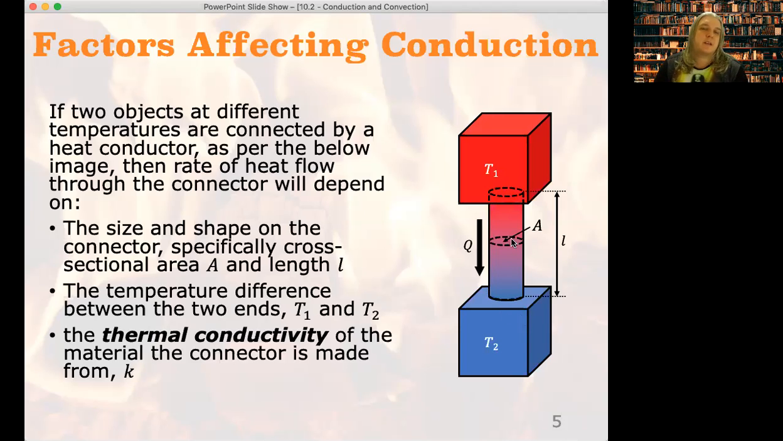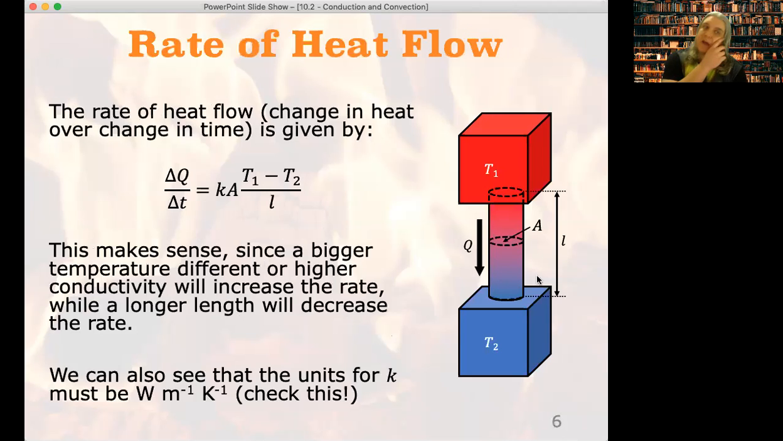And finally, the material that we actually make this connector out of will determine how much heat can flow as well. That's just a property of all the different types of materials. They all have their own thermal conductivity. We use the letter K as the symbol for thermal conductivity. And that's just something you have to look up once you know what material your connector is made of. So all of those things can affect it. And we write that as an equation, the rate of heat flow, so the change in Q over change in T.